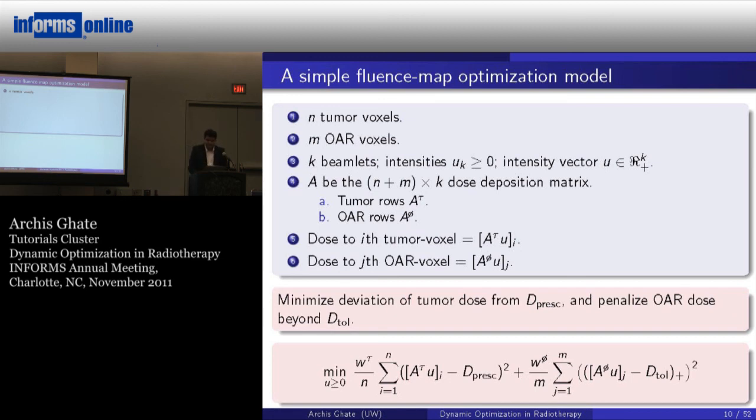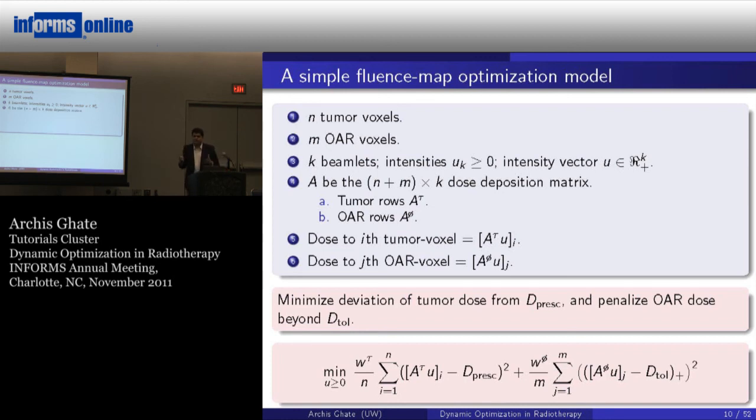Okay, so I'm going to start with some basic notation. Remember I talked about voxels, so small 3D cubes in the patient's body. Let's say that we have n tumor voxels, m OAR voxels, k beamlets, and let's use the letter U throughout this talk to represent intensities. So I'm going to have an intensity vector U. Intensities have to be non-negative, so that intensity vector is in R plus k dimensional because I have k beamlets. Make sense? So that's the basic notation, three things.